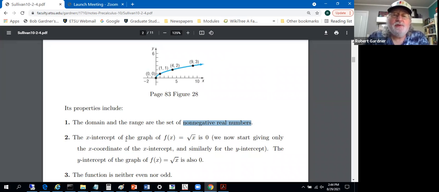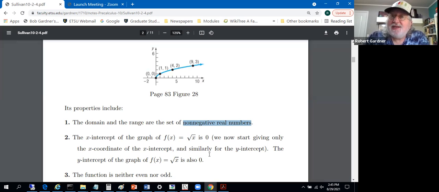The x-intercept of f(x) equals the square root of x is 0. It crosses the x-axis right there. It also crosses the y-axis right there. So the x-intercept is 0, as is the y-intercept. We're shifting notation a little bit, writing the x-intercept as the x value at which the curve touches or crosses the x-axis. Before, we had expressed it as a point, (0, 0). If you want to continue expressing it as a point, I'm fine with that.